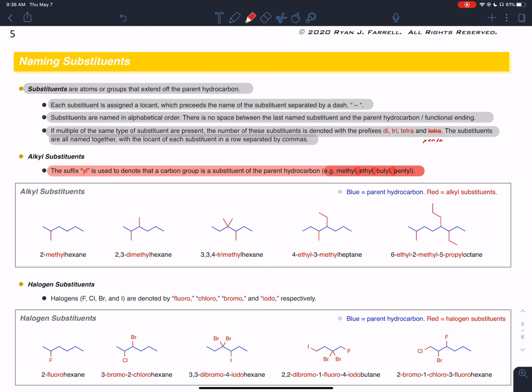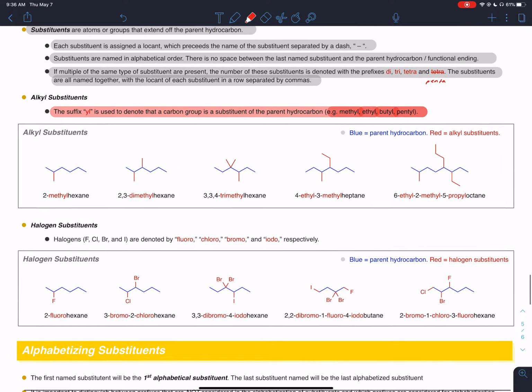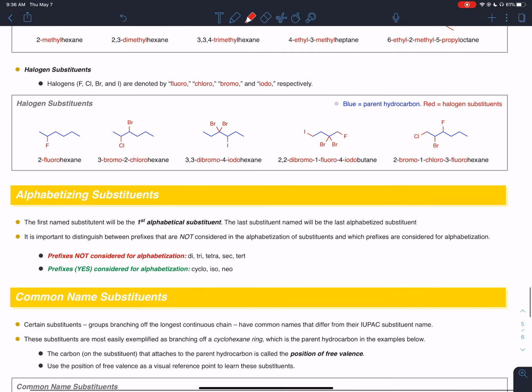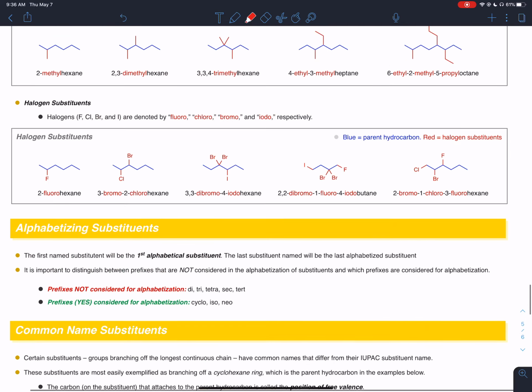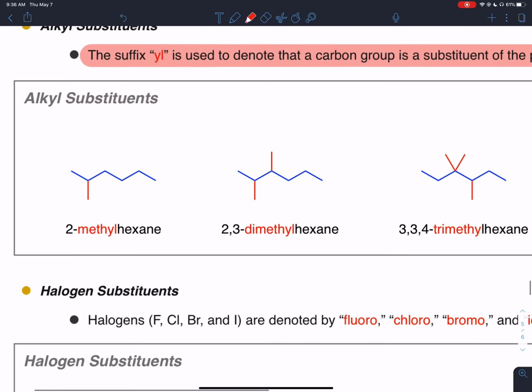We're going to go over that real quick, and then we're going to talk about halogen substituents, and then in a subsequent video, we will talk about certain common name substituents. So let's go into alkyl substituents. Here you have a hydrocarbon that is 6 carbons in length. At the 2 position, there's a branch, and it's a 1-carbon substituent. Therefore, we say that substituent is located at the 2 position, and it is a methyl group, a 1-carbon substituent.